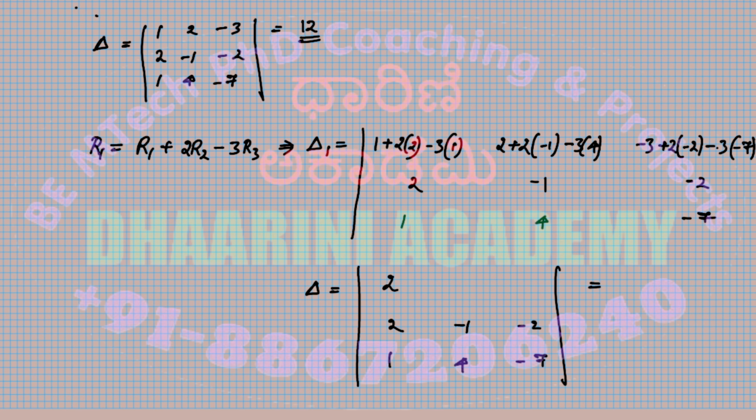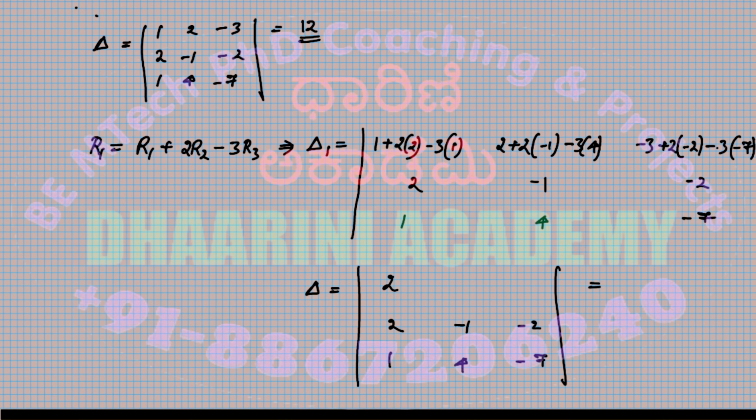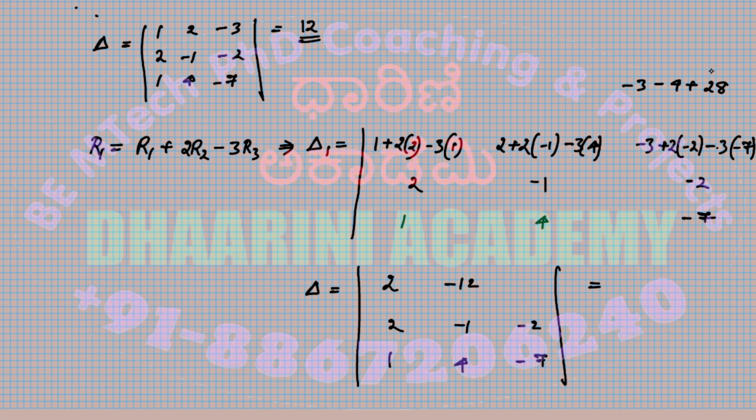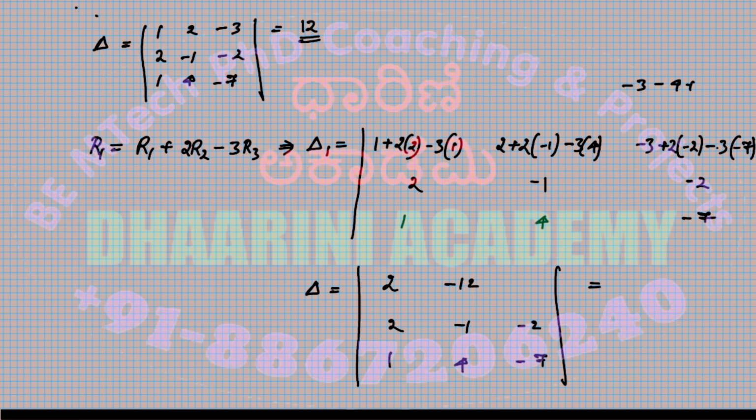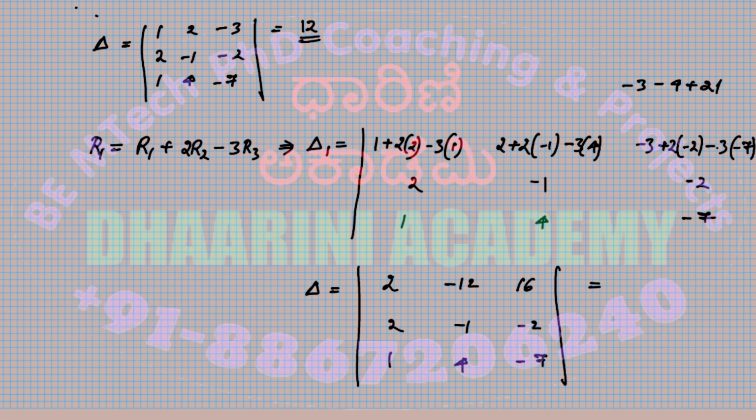Okay. So the change should be, 2 and minus 2 will cancel. Minus 3 into 4, minus 12. Okay, so this is minus 3, minus 4, plus 28. 21, my mistake. This is 21. So 21 plus 21, okay. 21 minus 7, 16, right? Okay, plus 16.